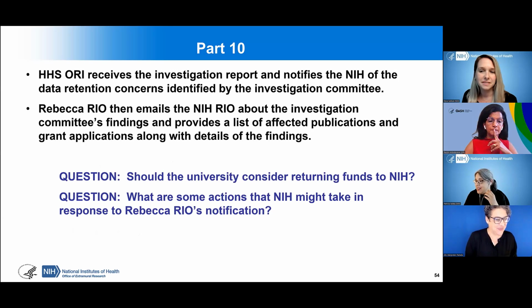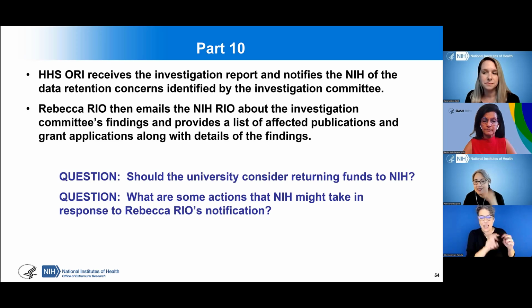Okay, so part 10, this is the last piece. ORI receives the investigation report and notifies NIH of the data retention concerns identified by the investigation committee. Rebecca Rios then emails the NIH RIO, that's me, about the investigation committee's findings and provides a list of affected publications and grant applications along with details of the findings. Okay, so the question is, should the university consider returning funds to NIH, or should they just wait for NIH to come back and demand funds? Let's see, any hands? I don't see any hands yet.